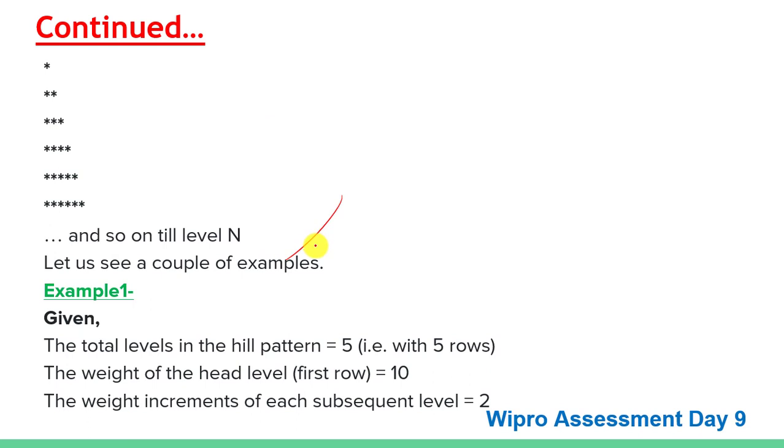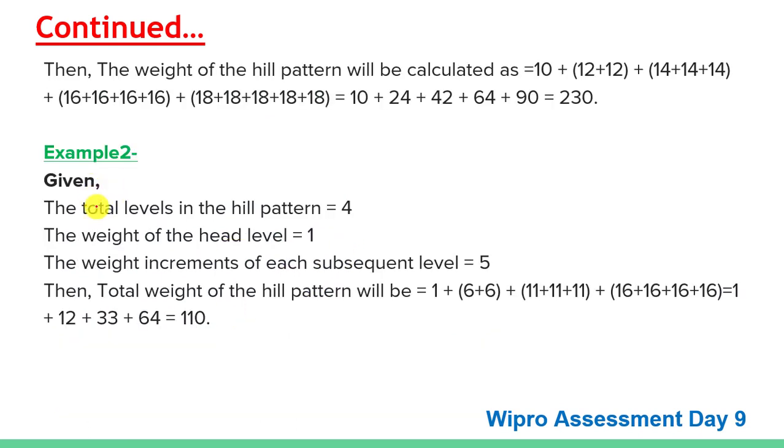I will give this question in the description. You can also read it from there. Here the example is, if the total levels in the hill pattern is 4, the weight of the head level is 1, and the weight increment of each subsequent level is 4, then the total weight of the hill pattern will be 110. We will solve this question in Dev C++.